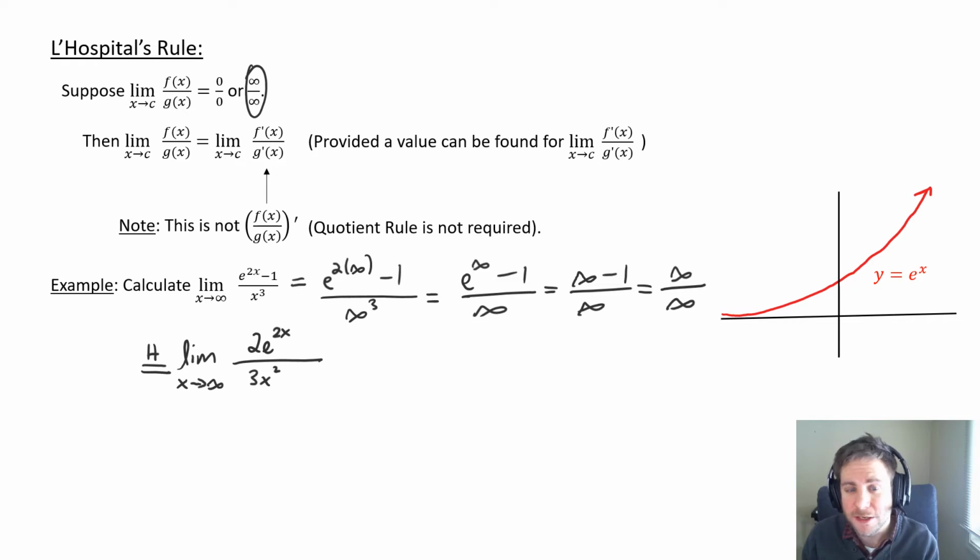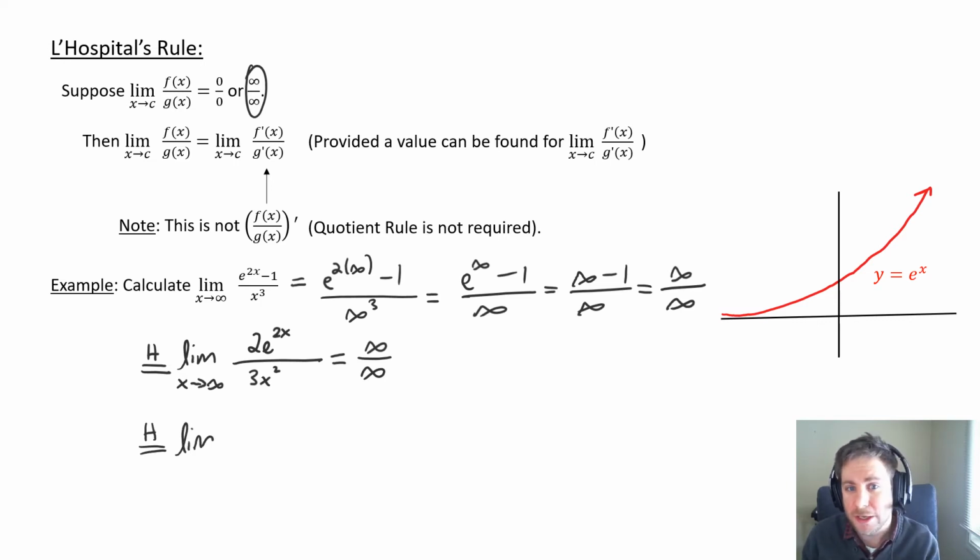This new limit is certainly simpler than the one that we started with, but you can check that this still provides a result of infinity over infinity. So you might think this was a waste of time, but this result actually gives us permission to use L'Hopital's rule again to get an even simpler limit, because we still have infinity over infinity, so L'Hopital's rule is still applicable.